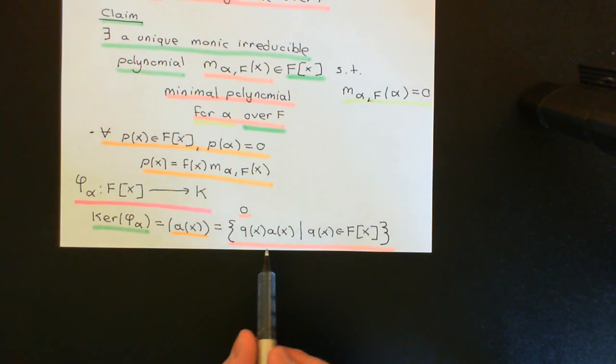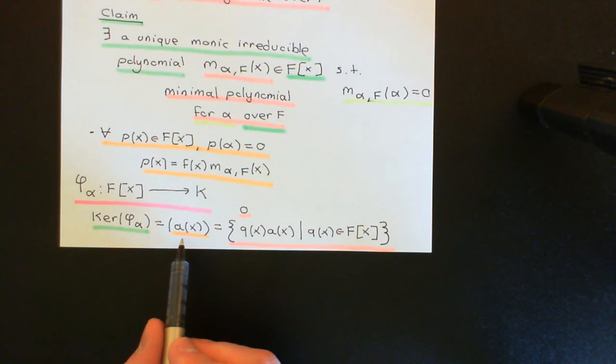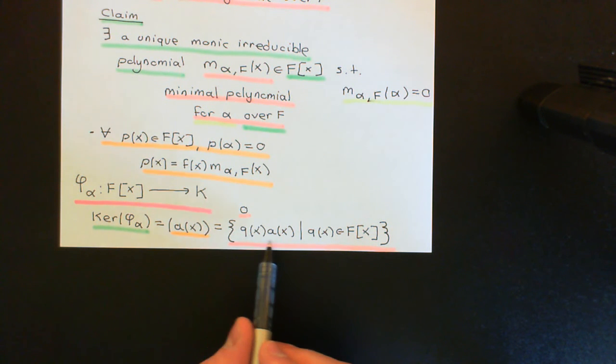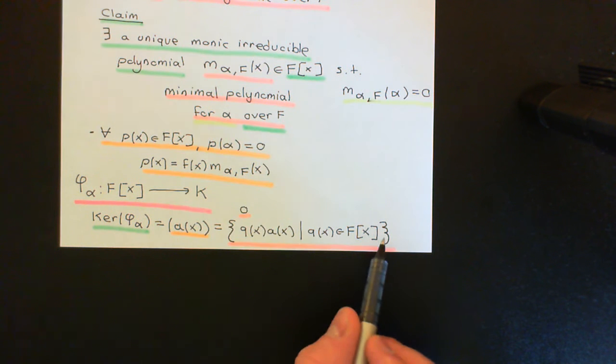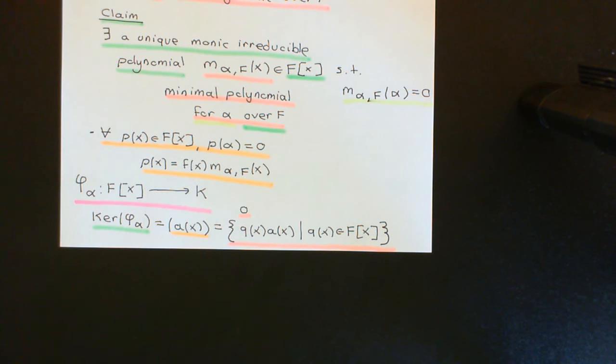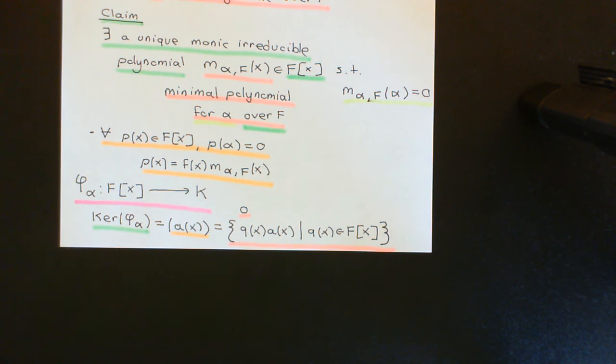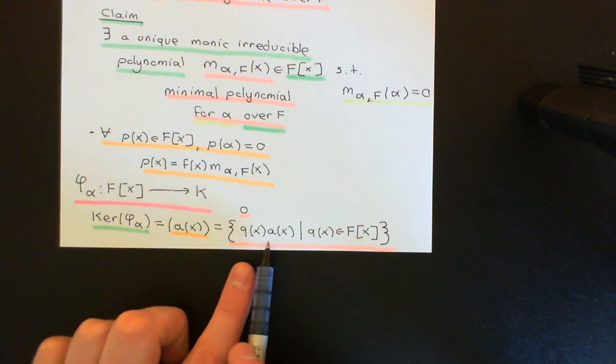That means that the polynomial which generates this principal ideal has the smallest possible degree of any polynomial in this principal ideal, because remember we don't bother defining the degree of the zero polynomial. So it will indeed have the smallest degree of all the polynomials in here.